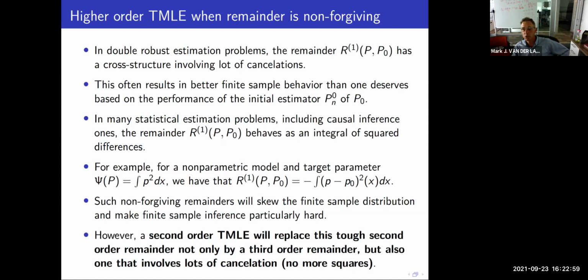Like in the ATE, it's beautiful. It all cancels out because there's an integral of the propensity score minus the true propensity score times the outcome regression, which are even orthogonal factors of the likelihood. So there's a lot of canceling going on. Here, there's no canceling. Every failure to nail P0 at any point gives a contribution. However, if you use second order TMLE, this term goes away, and it becomes third order. Now, third order already has cancellation. On top, it's third order. So it's a huge difference.